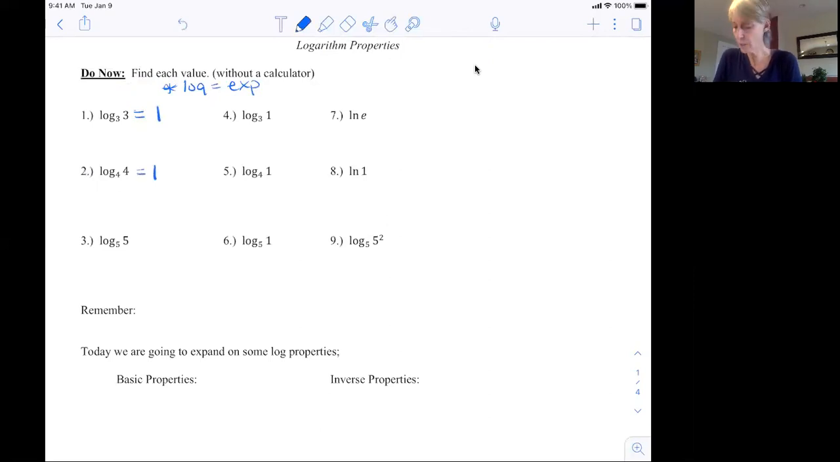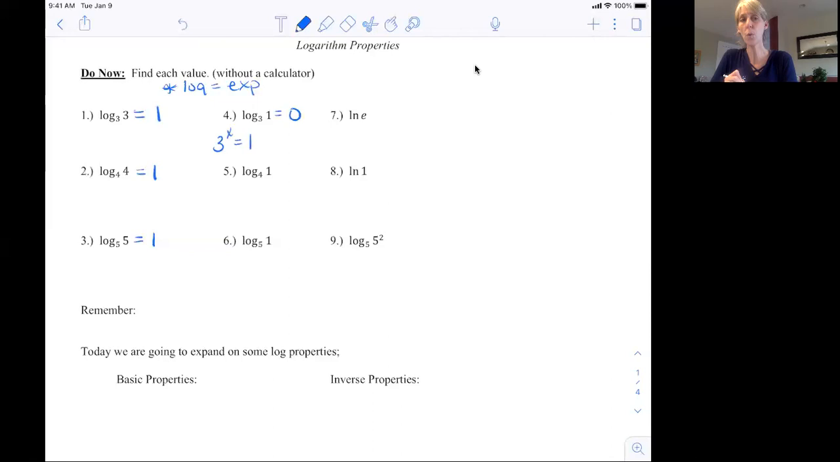What's log base 5 of 5? That's also going to be 1. Log base 3 of 1. Again, if you don't know what that number is, remember, it's like saying 3 to the x power equals 1. So this might be a little bit easier to see now. What power would you raise 3 to get 1? Obviously, that would be 0.